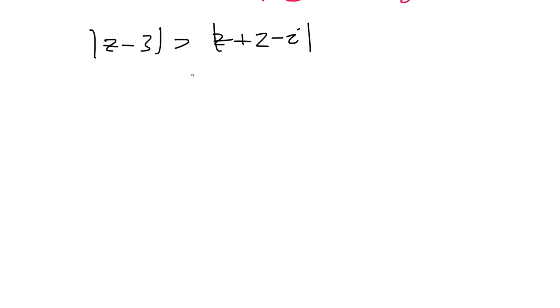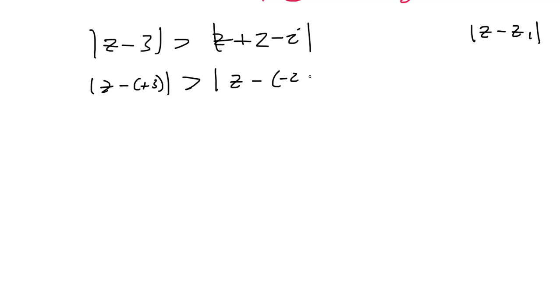If I think about these points first, let's put this in terms of the fact that we need z - z1 and z - z2. So I've got that one here. I've got z - 3, which is going to be greater than z - (-2 + i). I've just factored out a negative so that I have z minus my complex number point.